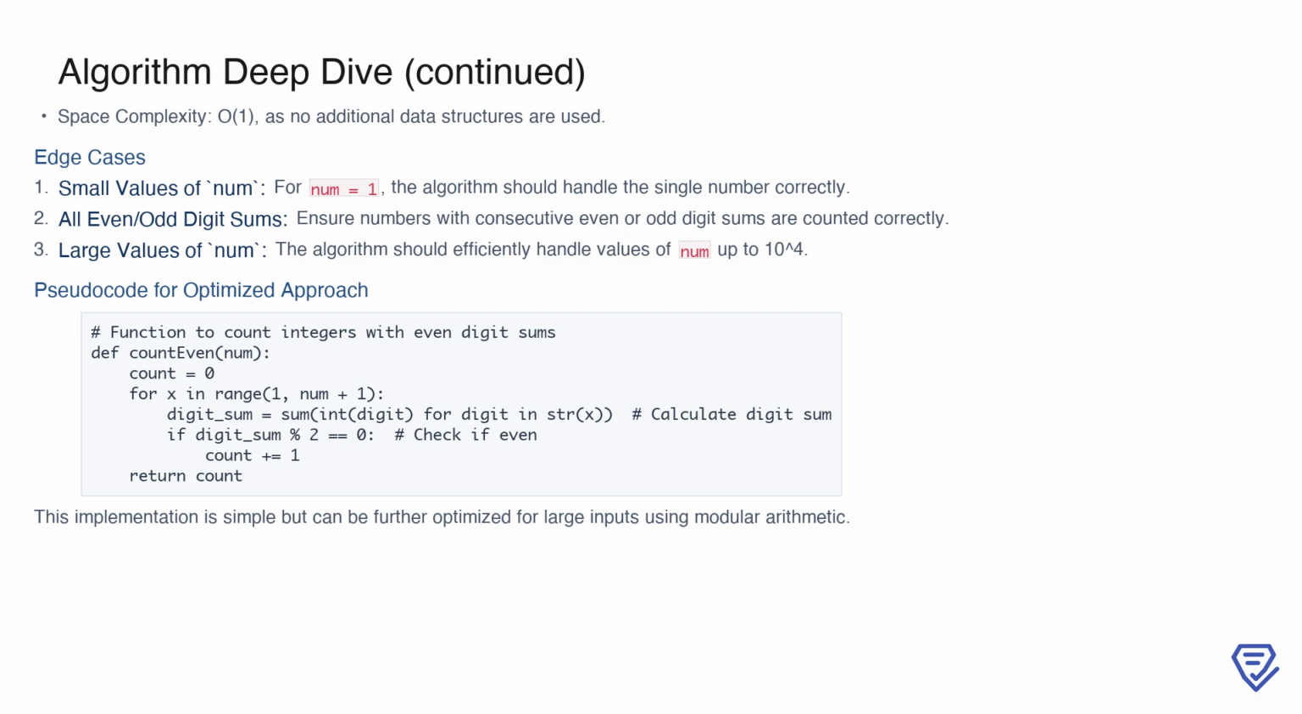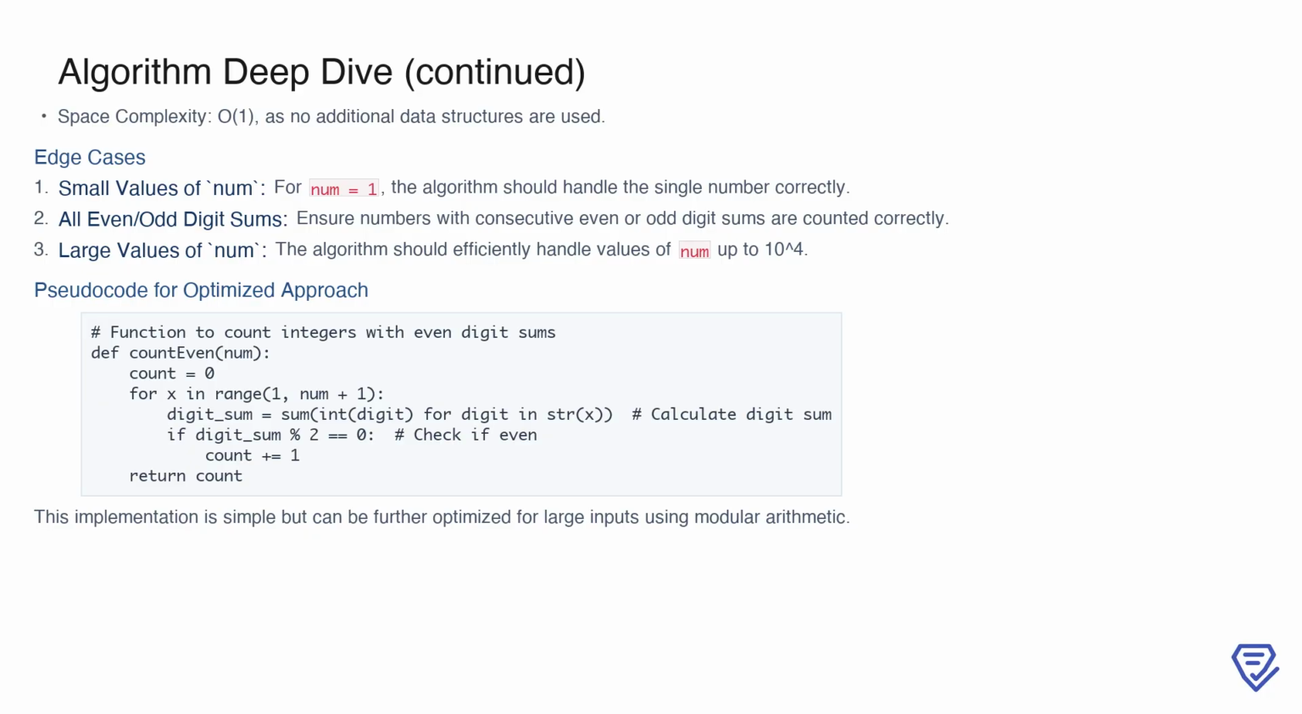The optimized approach also ensures the algorithm handles edge cases effectively. For small values of number, such as 1, the logic should correctly account for the single number. Similarly, the algorithm must handle sequences of numbers with consecutive even or odd digit sums without errors. For large values of number, up to 10 to the power of 4, the efficiency of the incremental updates ensures that the solution remains computationally feasible.